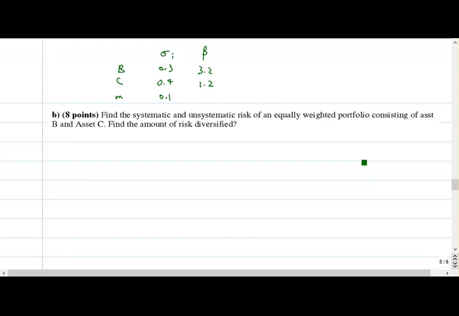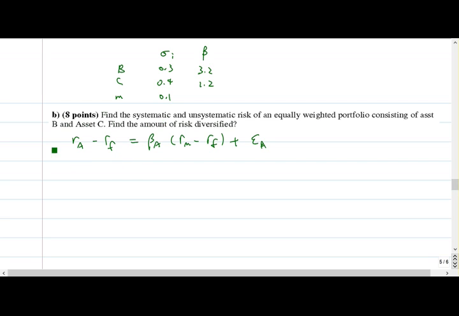Question is asking for systematic and unsystematic risk, and then the amount of risk diversified. So there are three things we need to compute. Let's start with the unsystematic one. So the general formula: RA minus RF is equal to beta A times RM, the market excess return, plus something, epsilon, say epsilon A. So that's basically the residual in the regression.